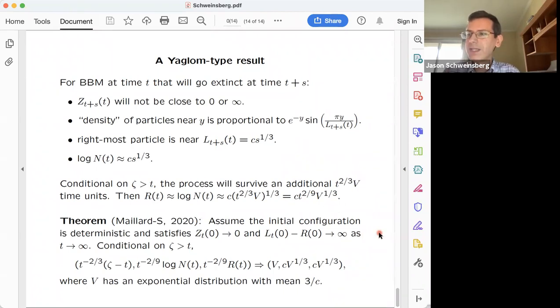And this leads to the following limit theorem, which was stated at the beginning of the talk in the case where we start with just one particle at x. So we assume here that zt of 0 is going to 0, so that survival until time t is unlikely, and the rightmost particle in the initial configuration is not too close to the right boundary. And then conditional on survival until time t, t to the minus 2/9 times the log of n of t, and t to the minus 2/9 times the position of the rightmost particle at time t, both converge in distribution to the cube root of an exponential random variable.